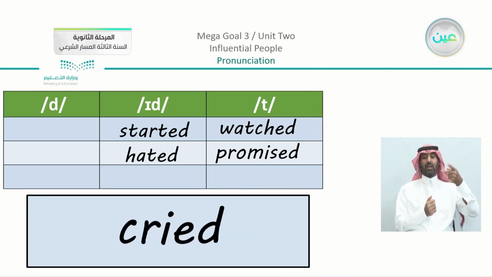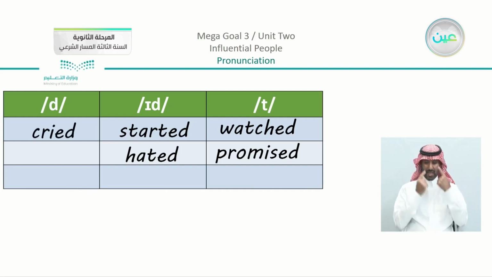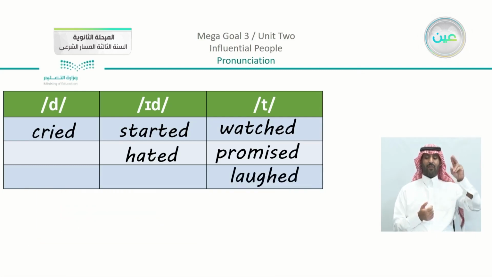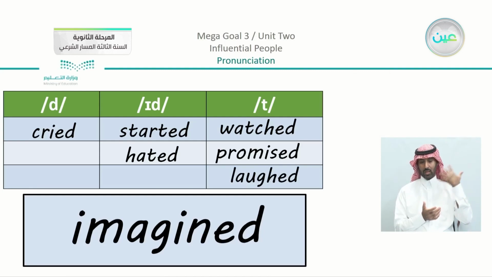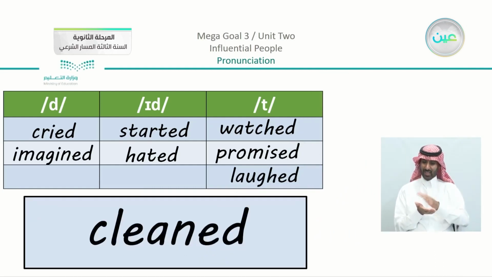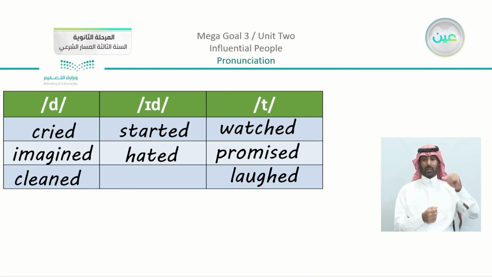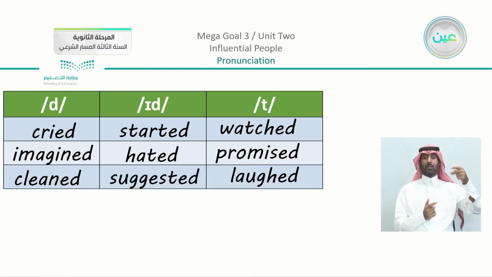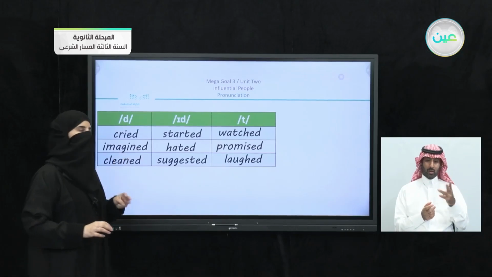After that we have the word, so this one is easy. We have the word cried. It is a direct D. After that we have this one. Try this one. We have the word laughed, laughed with a T. After that we have imagined, imagined. And after that we have cleaned. The last word is going to be here. We have the word suggested, suggested. So as you can see, we have the ED ending in all the words but 3 different pronunciations.